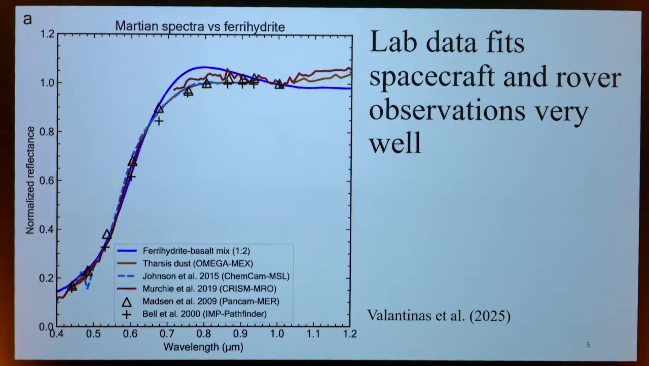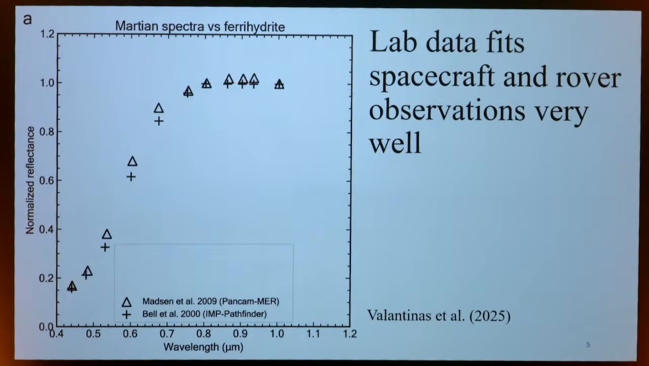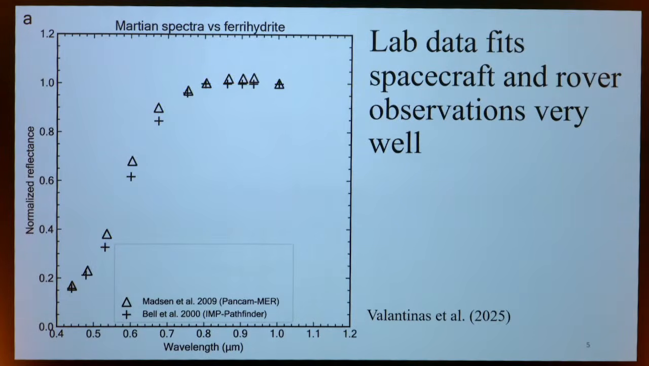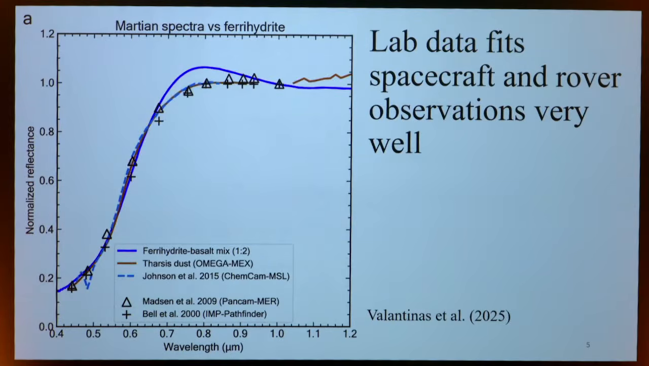So this is visible near-infrared spectra of my ferrihydrite basalt mixtures, seen in blue, and then the other spectra are from the rovers and the spacecraft. So you have Mars Exploration Rovers and the IMP rover spectra shown as data points, and the lines are spectra from the orbiters. There's also one spectrum from ChemCam MSO shown in cyan, that's from Johnson et al. So these are spectra acquired from already established literature and published papers. So you can see that the fit is extremely good.